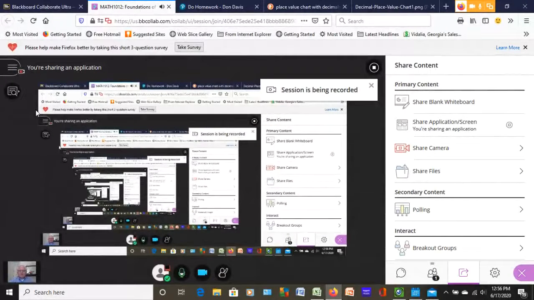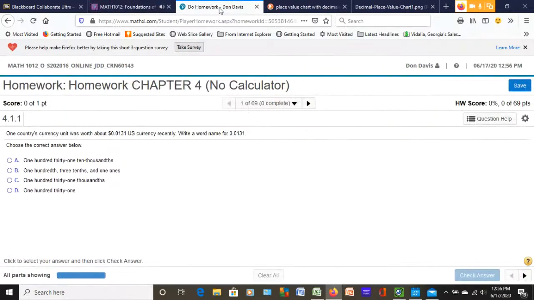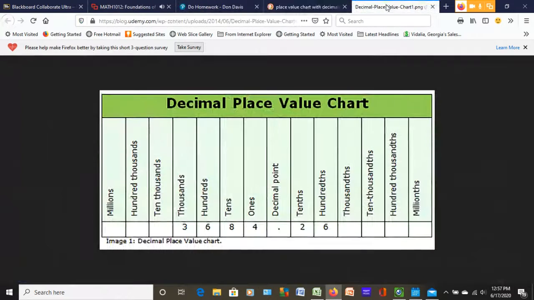Okay, this video is from chapter 4, which is about decimals. And we'll start off here with this problem. It says that one country's currency unit was worth about 0.0131 of a U.S. currency. Write a word name for 0.0131.